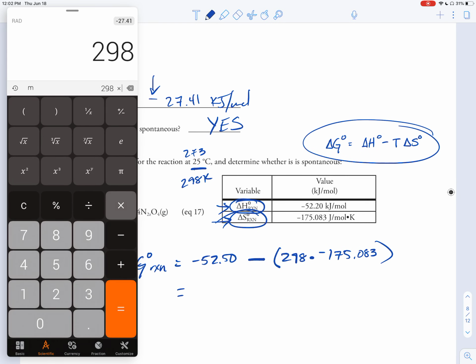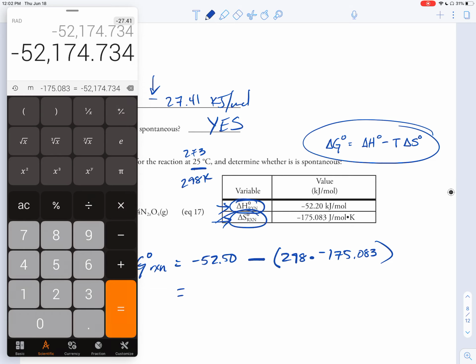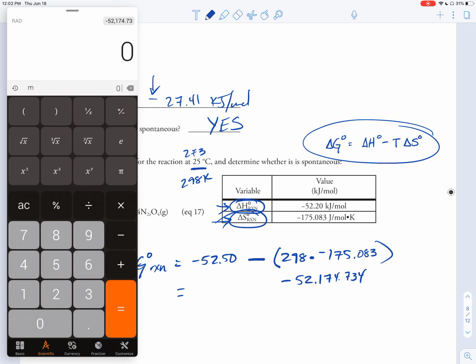So 298 times negative 175.083. Okay, so we get a fairly large number. I'm going to write this down, and then I'm going to do some math here. I'm going to do negative 52.50 minus negative 52.17. We'll just go out to 3 decimal places here. So that's negative 0.326, and again, kilojoules per mole.